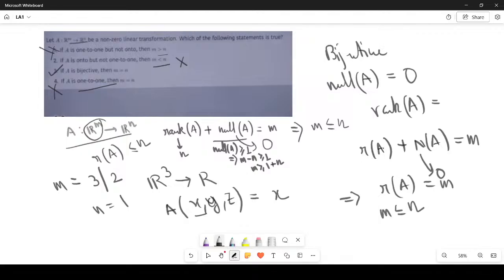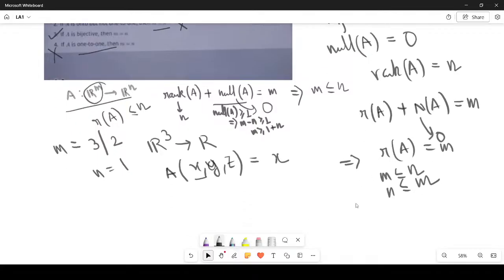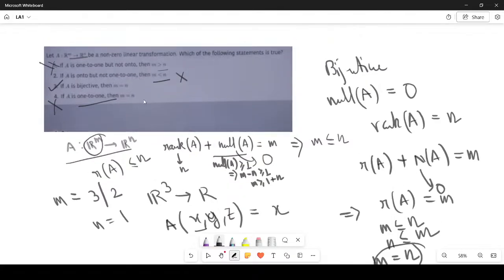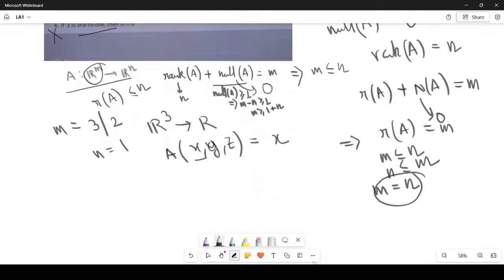Now in the second case, since A is onto, the rank should be equal to n. Since rank of A plus nullity of A is equal to m, n is also less than or equal to m. Combining both, you can get that m is equal to n. So your third option will be the correct one. Okay, next, let's go to the next question.